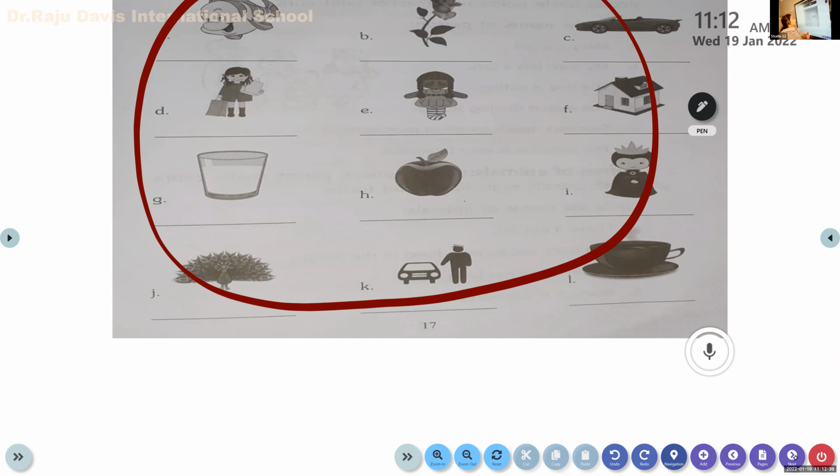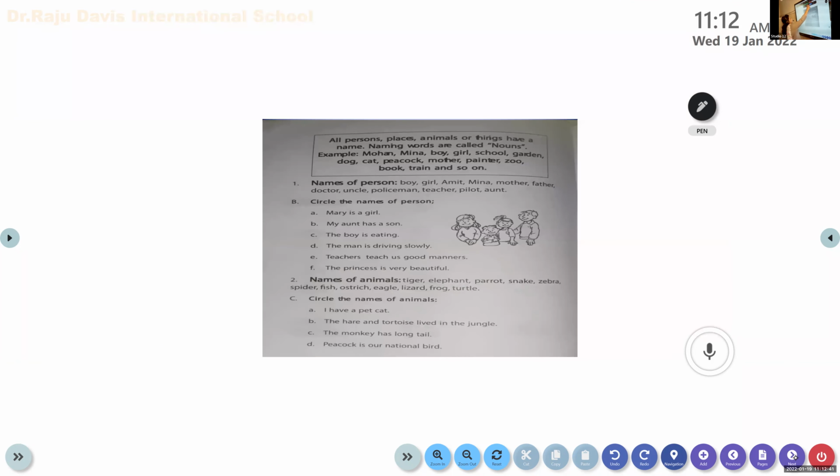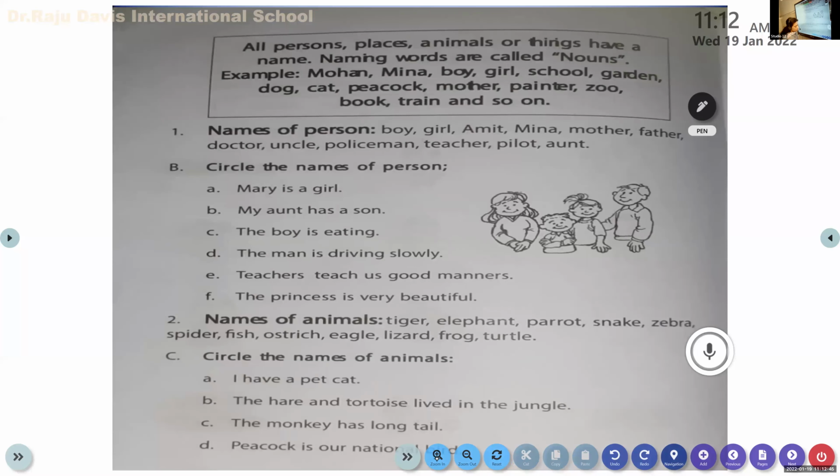Yes. Okay. Now let's move on to the next exercise. So here we are on page number 18. You will be asked to circle the names of a person. Let's do it. Chelsea, come on, Chelsea. Do the first one for me.